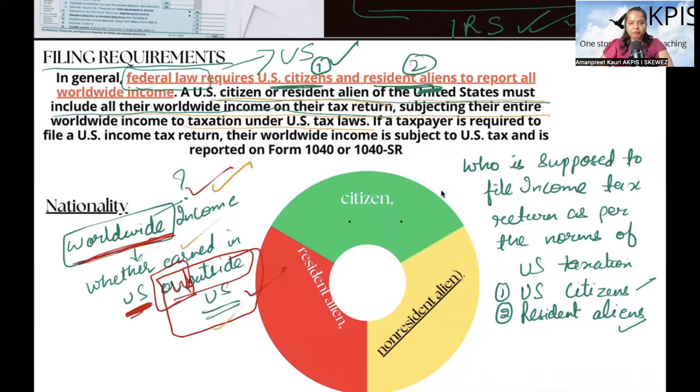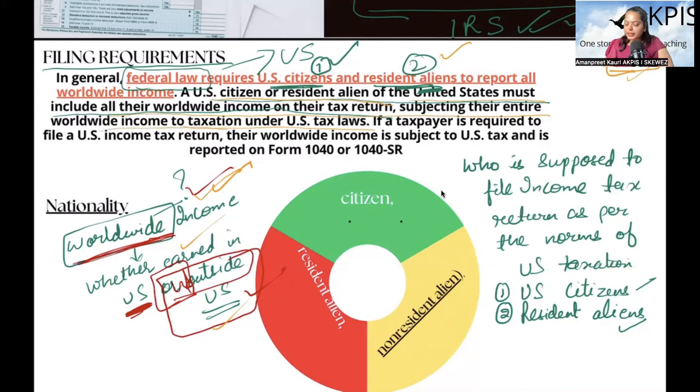So far we have discussed some of the key aspects. Point number one, in the United States of America, the governing body of US tax filing is the IRS, right? And who is supposed to file a tax return with the IRS? The one who is a US citizen and even the one who is a resident alien. In both the situations, they are supposed to pay their taxes on their entire income, that is worldwide income, whether earned in the US or outside the US.